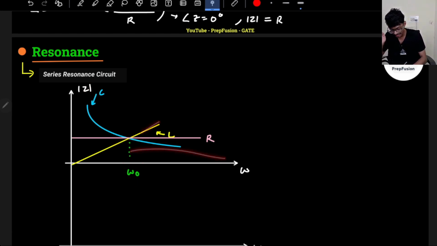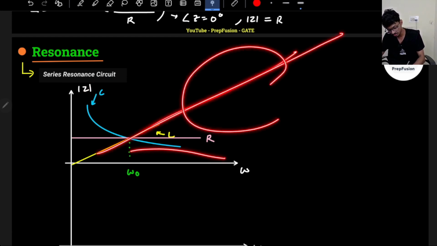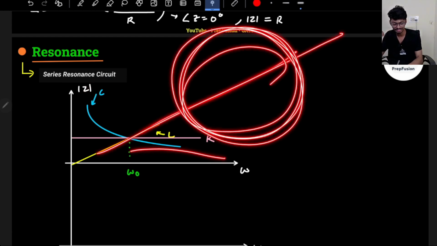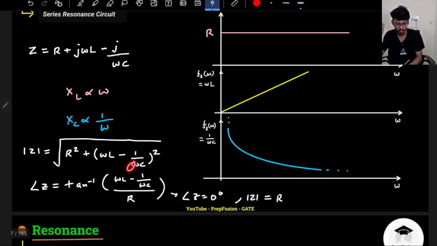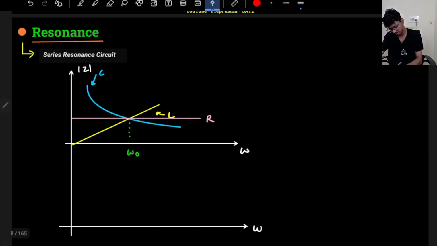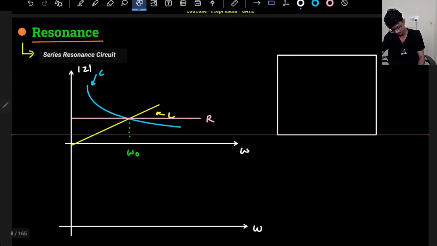After it, omega L increases, so of course it will be inductive because inductance will dominate. From here also you can understand: if omega is lower, 1 by omega will be higher, so initially it will be capacitive. Then as omega increases, 1 by omega will reduce and omega L will increase, so it will be inductive. Very simple, right? I will write here in a table.